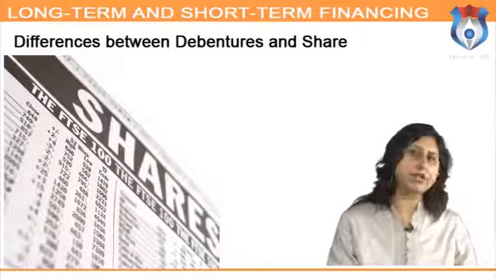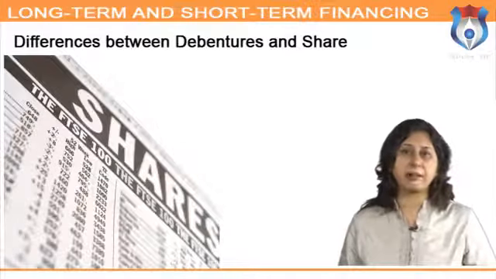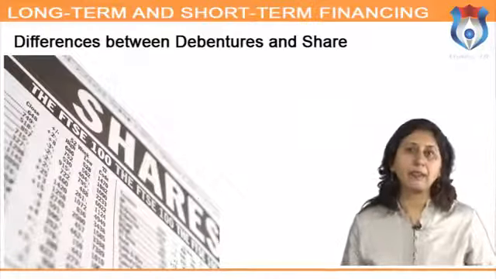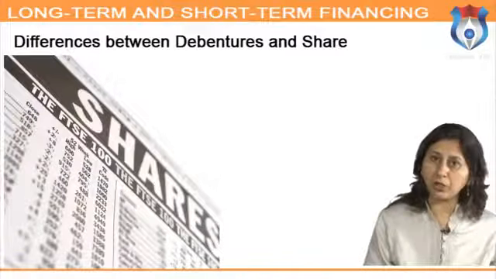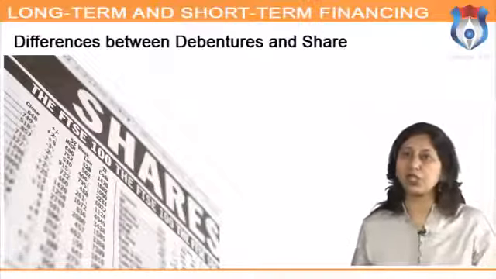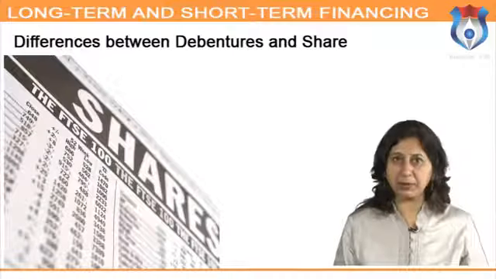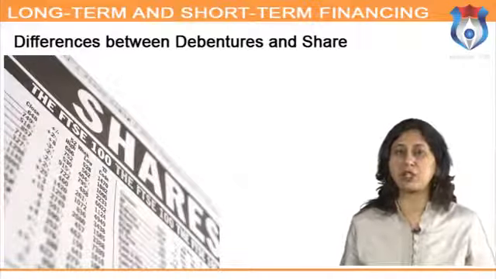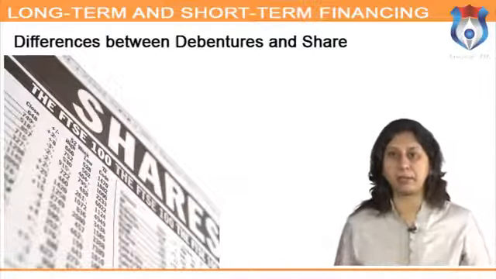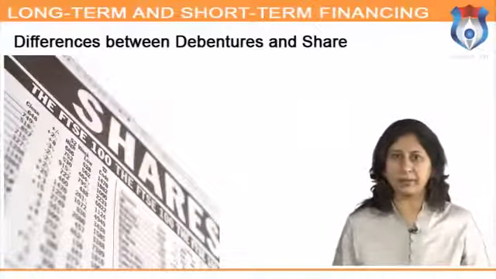Differences between debentures and shares. Some of the various differences between debentures and shares are: a person having the debentures is called a debenture holder, whereas a person holding the shares is called a shareholder. A debenture holder is a creditor of the company and cannot take part in the management of the company, while a shareholder is the owner of the company. It is a basic distinction between a debenture and a share.